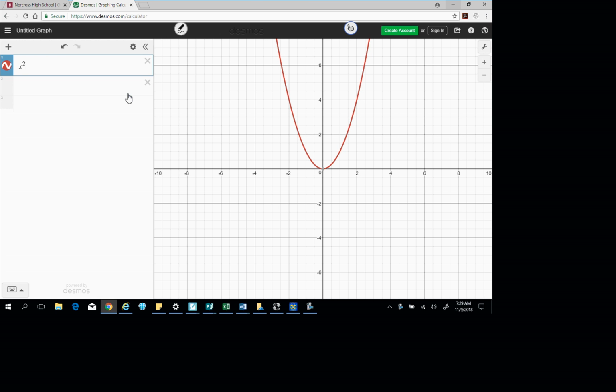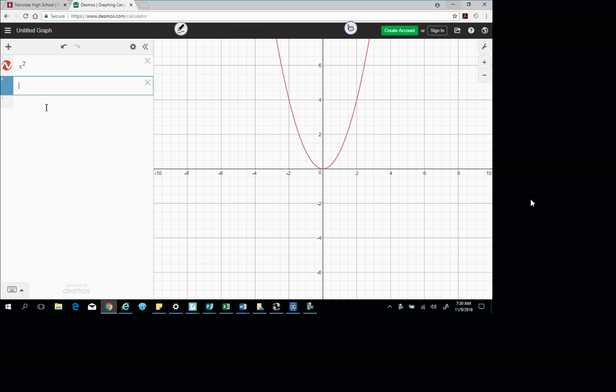All right, so looking at the board, this is what our function looks like when it's just x squared. That is just our parent function right here. That's a regular one that starts at 0, 0. That's like y equals x. That would be a parent function. Now, I want to see the transformation that happens. I'm going to do it in vertex form.